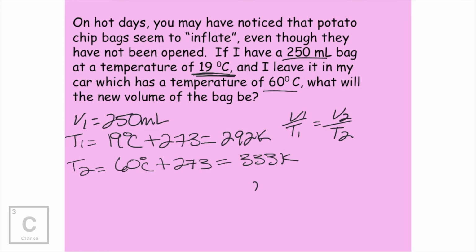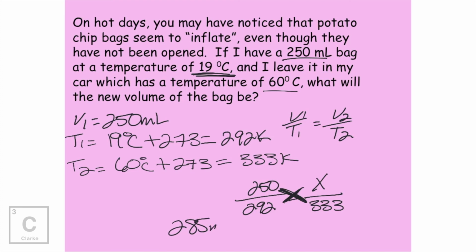So V1, that was 250. T1, that was 292. V2, that's what we're looking for. I'll put my X there. T2, 333. So again, we're going to cross multiply and divide. 250 times 333 divided by 292. I'm needing 3 sig figs and I'm getting 285 milliliters. We showed that our temperature increased, so our volume increased. This looks like a good answer.